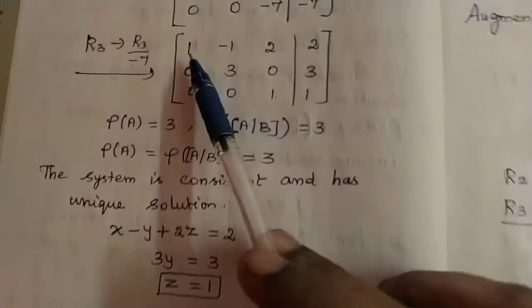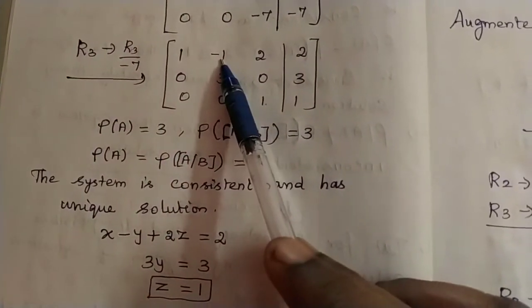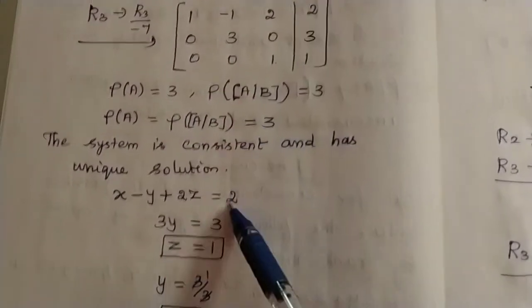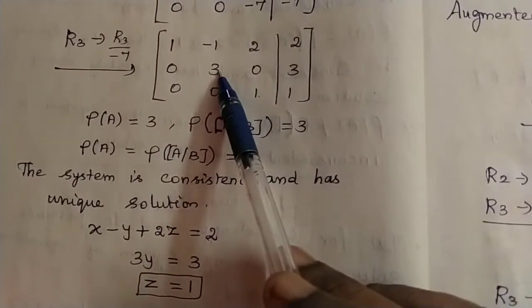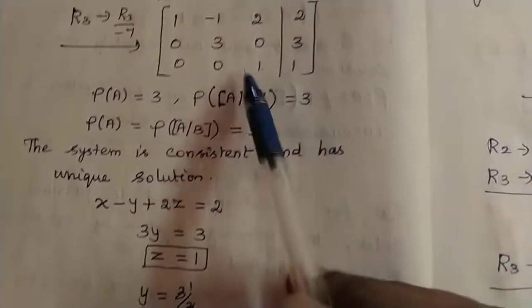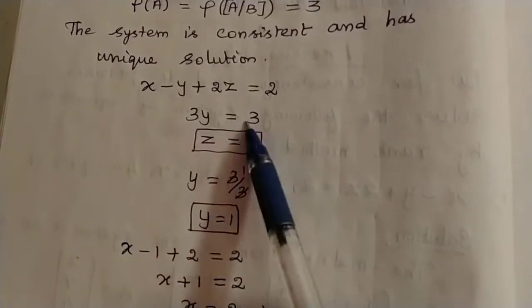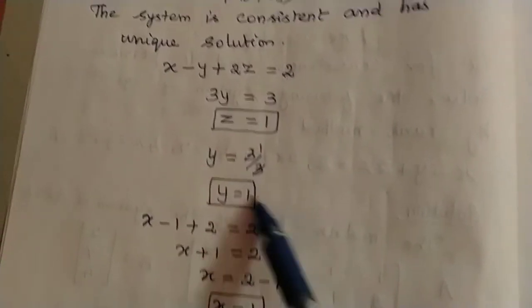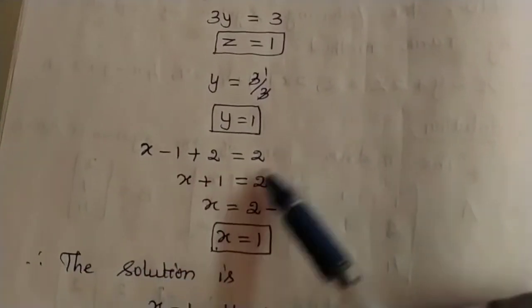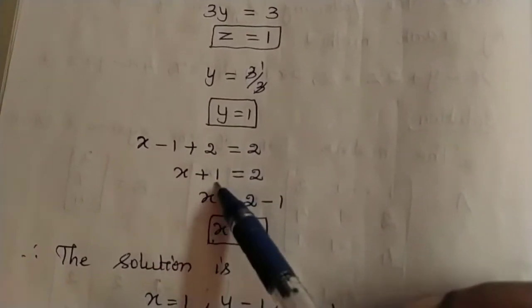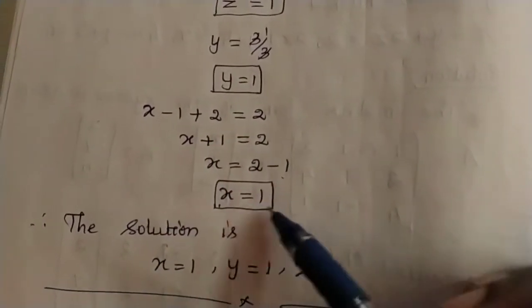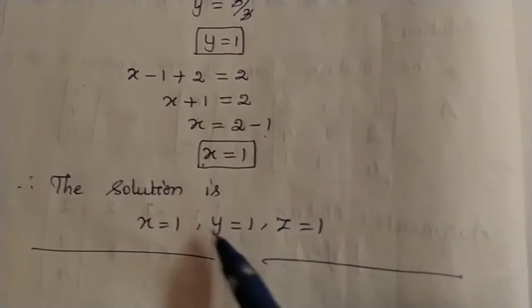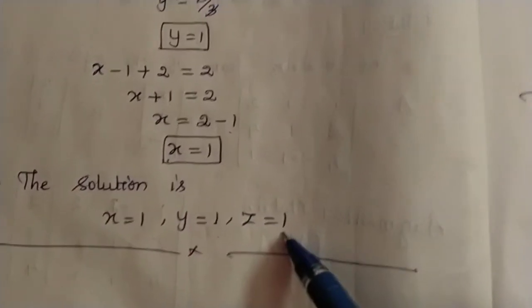Now write the equations. x minus y plus 2z equal to 2. Next, 3y equal to 3. Here z equal to 1. Z equal to 1. 3y equal to 3, y equal to 3 by 3, cancel, y equal to 1. Substitute in this equation: x minus 1 plus 2 equal to 2. So subtract 1, go to that side, minus 1. X equal to 1. The solution is x equal to 1, y equal to 1, z equal to 1.